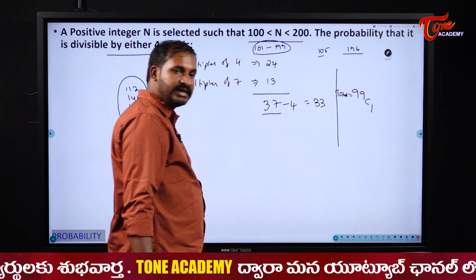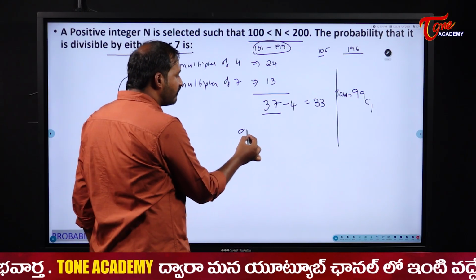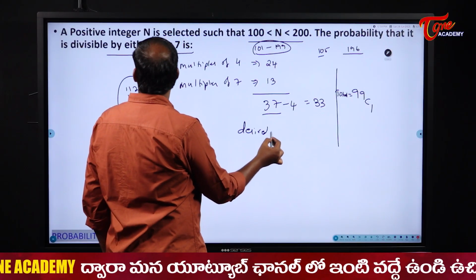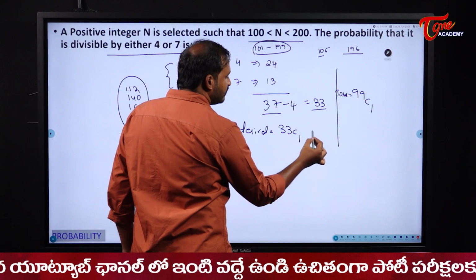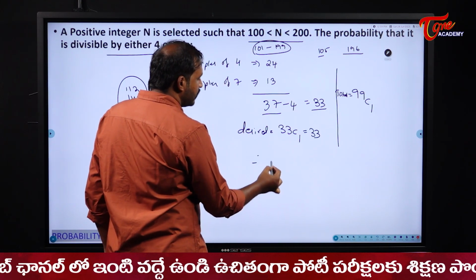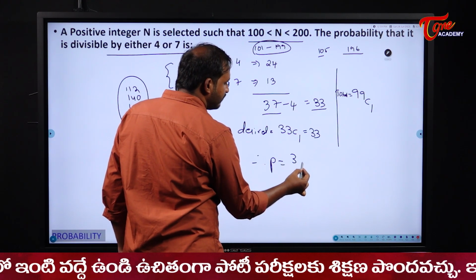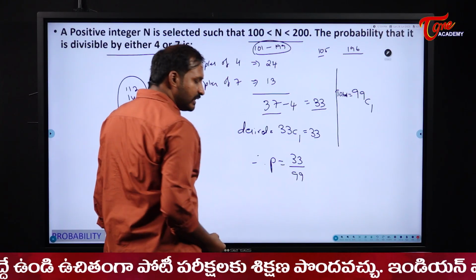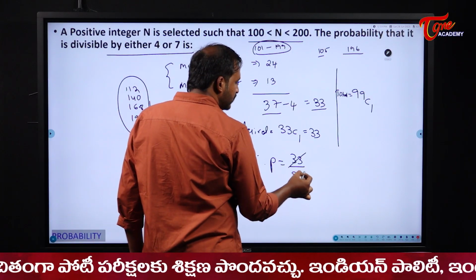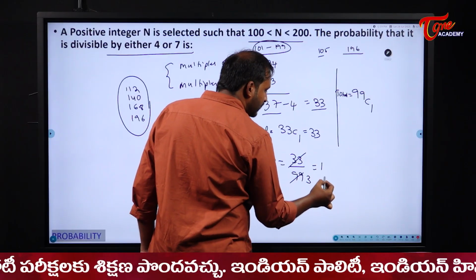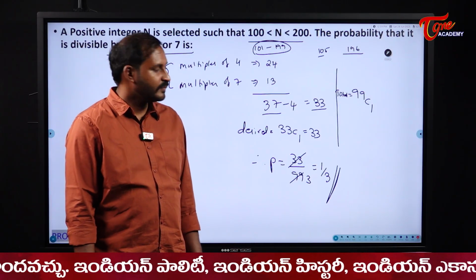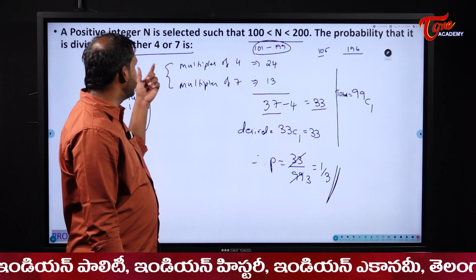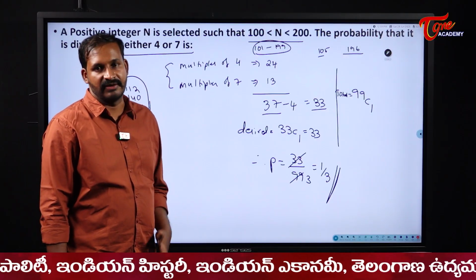99 C1, and the desired one will become what? From this 33 I need to pick, right? So, 33 C1, this will become 33. Therefore, probability will become 33 by 99. So, it will become what? 1 by 3. The probability here becomes 1 by 3. 1 by 3 is the probability of getting either a multiple of 4 or 7.